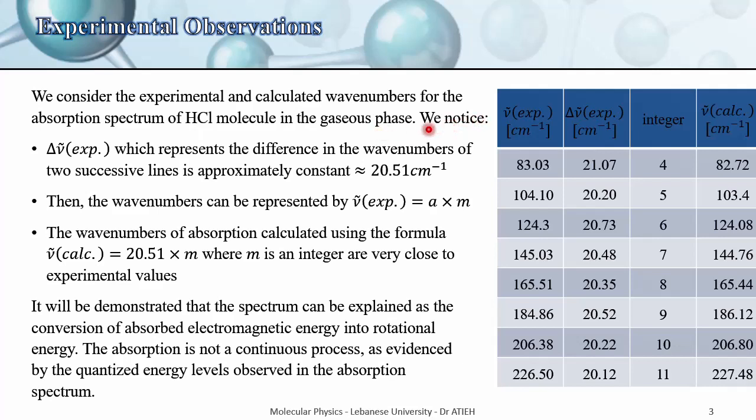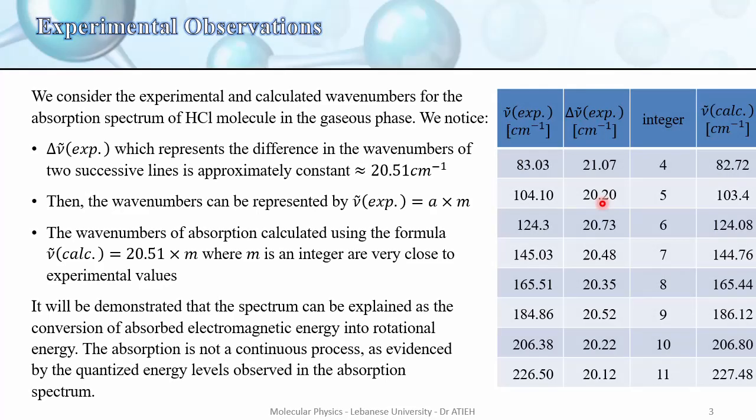Let's take a look at the results for the HCl molecule. So we have seen that there is absorption at these wave numbers. The unit is centimeter to the minus 1. The first one is 83.03, then 104.10, 124.3, etc. So we can see that the values of the wave numbers are not continuous, they are discrete. So we think about quantized energy levels for this molecule.